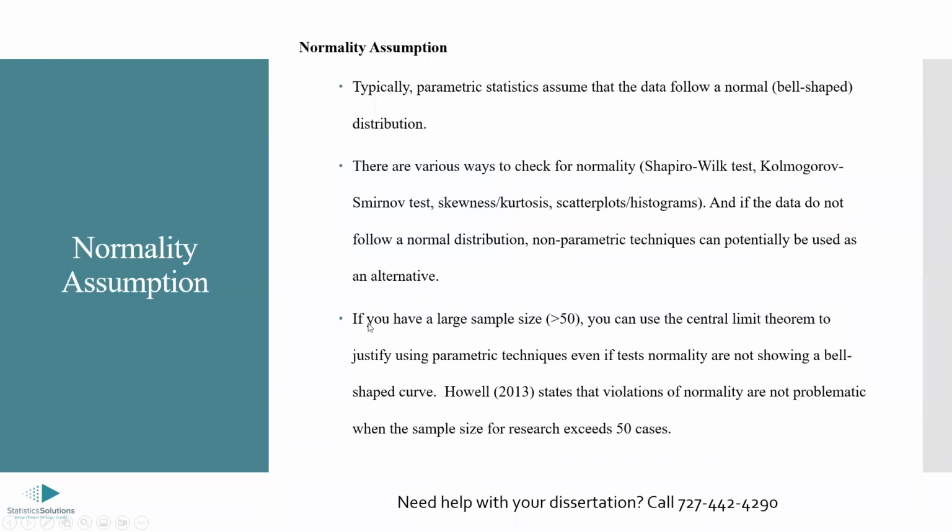And if you have a really large sample size, then you can use the central limit theorem to justify proceeding with parametric techniques, even if the assumption of normality is not supported. So the central limit theorem basically states that the larger your sample size is, the more it tends to approximate towards a normal bell-shaped curve. So 50 I have seen is kind of a benchmark, and I have a citation that supports that here. So 50 is kind of the number to shoot for.